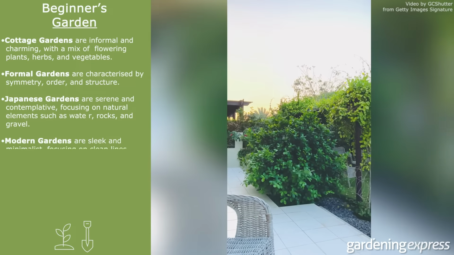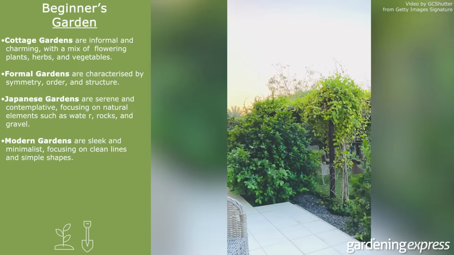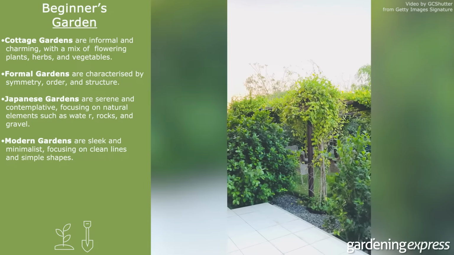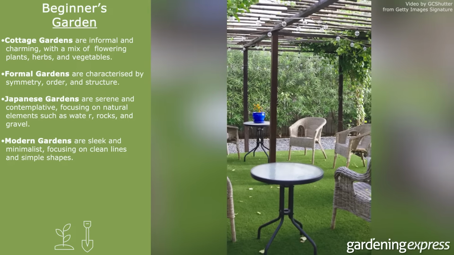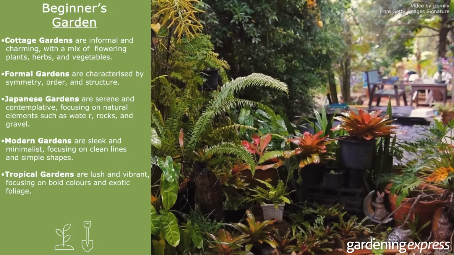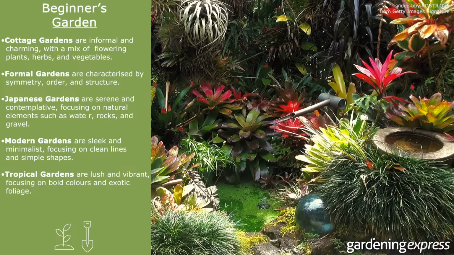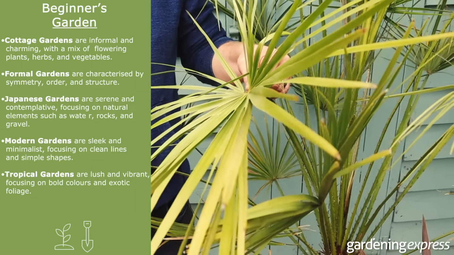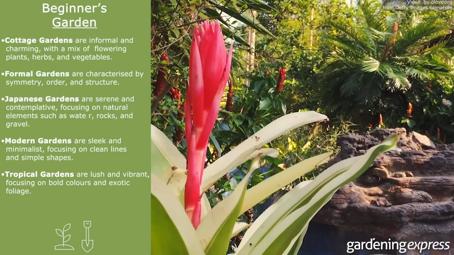Modern gardens. Modern gardens are sleek and minimalist, focusing on clean lines and simple shapes. Common plants found in modern gardens include ornamental grasses, succulents and evergreens. Tropical gardens. Tropical gardens are lush and vibrant, focusing on bold colours and exotic foliage. Common plants found in tropical gardens include palm trees, hibiscus and bromeliads.